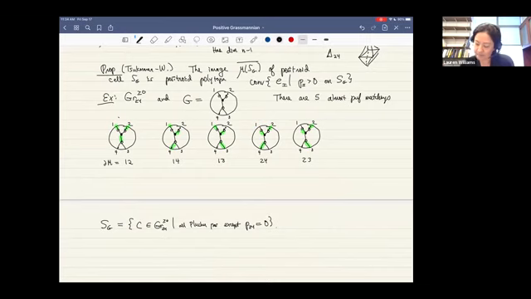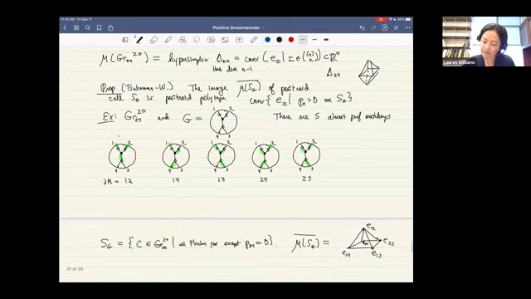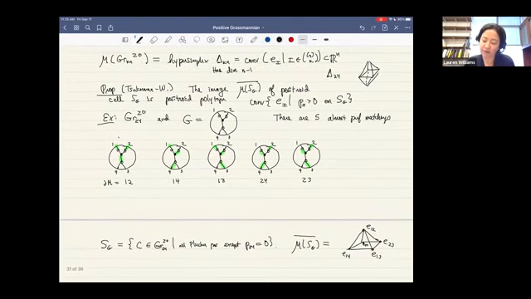And then the moment map image of this cell is going to be this little pyramid. So this will be e_12, e_24, e_23, e_13, and e_14. Okay, so this is just an example of the moment map image of some positroid cell.